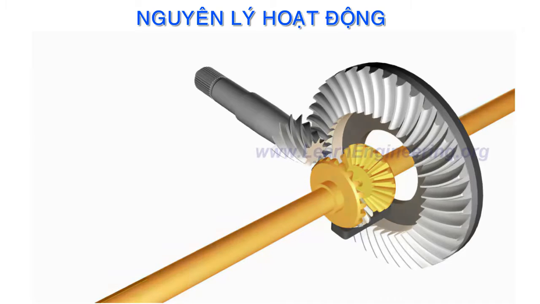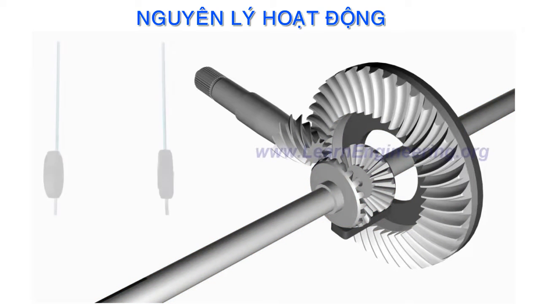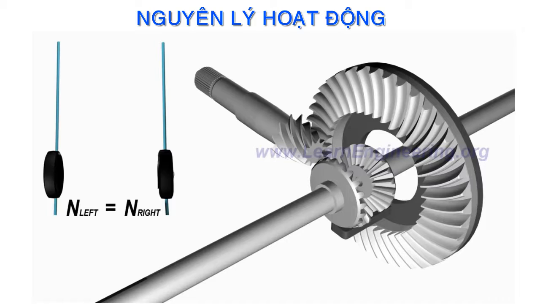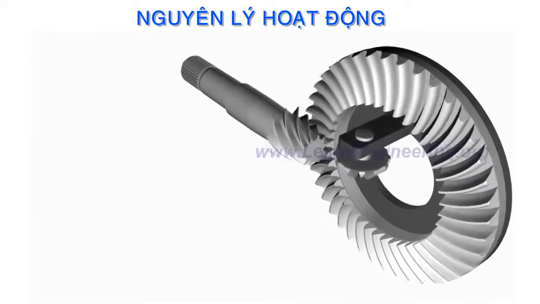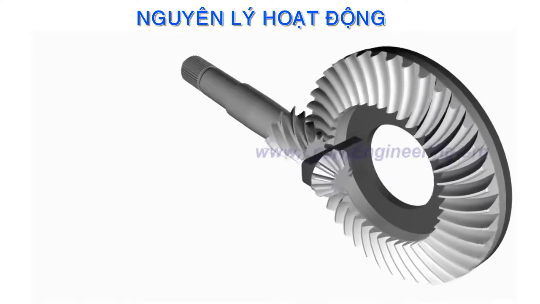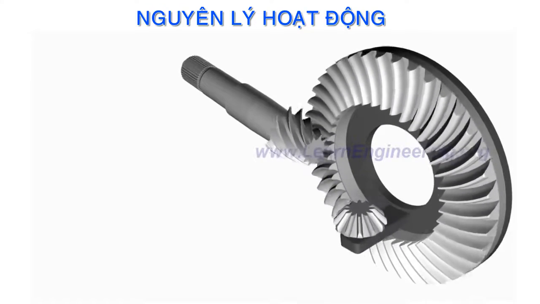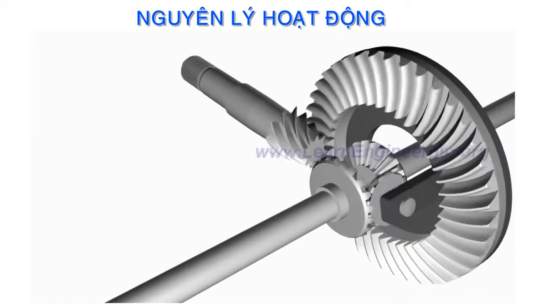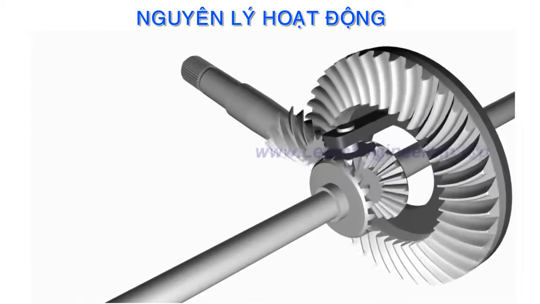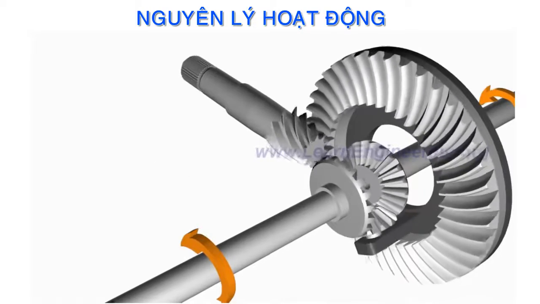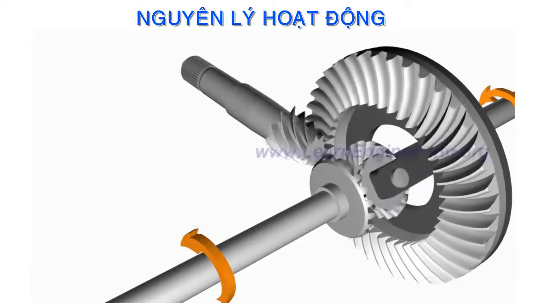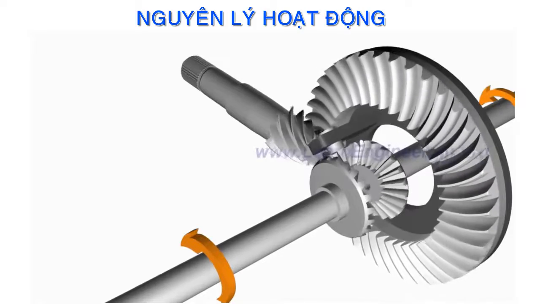Now let's consider different cases. The vehicle moves straight. In this case, spider gear rotates along with the ring gear but does not rotate on its own axis. Spider gear will push and make the side gears turn, and both will turn at the same speed. Or when the vehicle is moving straight, spider side gear assembly will move as a single solid unit.